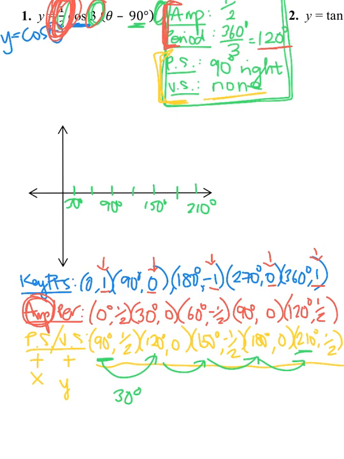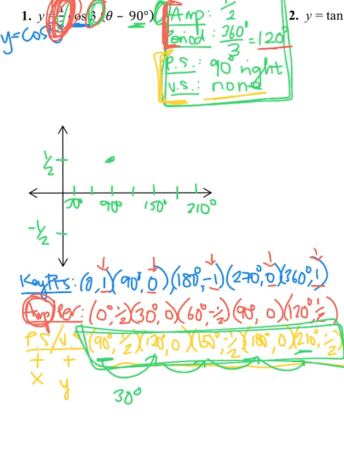All right, and now I just need to plot my points. 1/2, I'll mark here as 1/2. Down here at -1/2. And I start plotting those points. So at 90 I'm at 1/2. At 120 I'm at 0. 150 I'm at -1/2. 180 I'm back at 0. And at 210 I am at 1/2. Now make that wave, connect those dots. And that is one period of your cosine function.